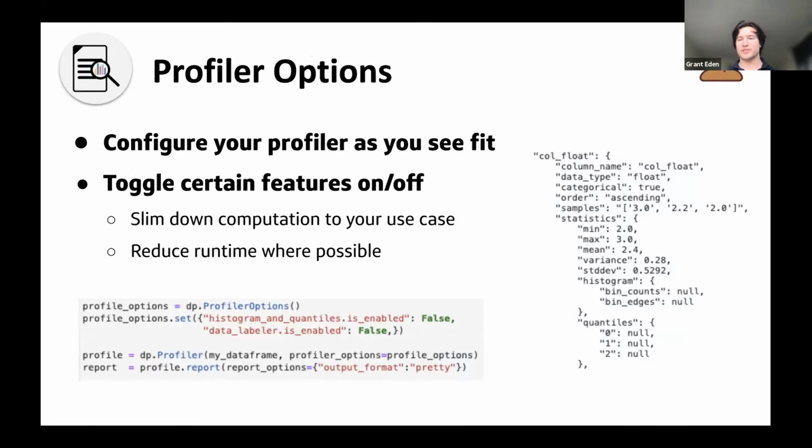So in an effort to make this more modular, certainly people will not want all the statistics that we offer. So people can turn off statistics or turn on certain features just to slim down computation and reduce runtime where possible. And it's super easy. You just create profiler options, set the ones you want, and send it through the profiler.